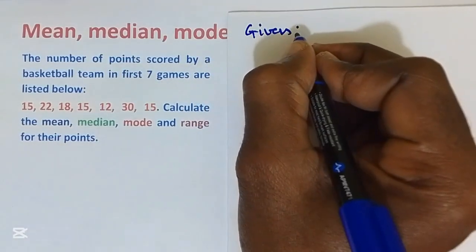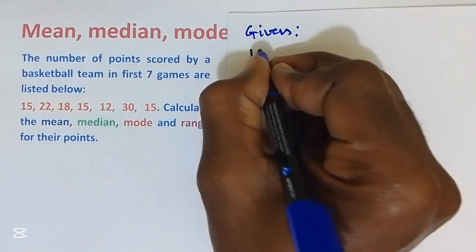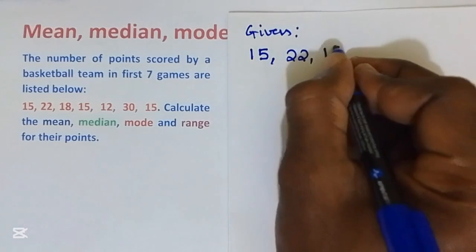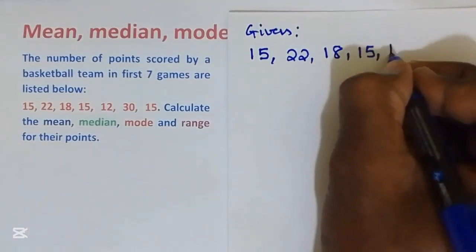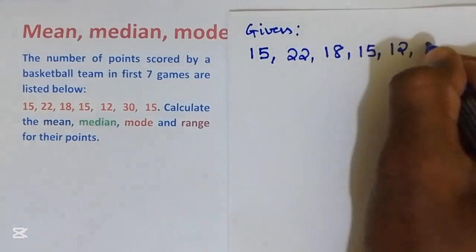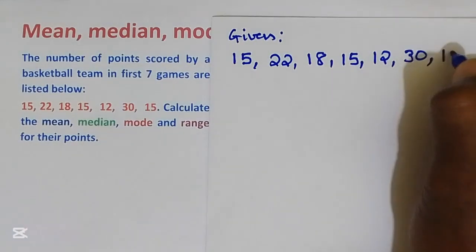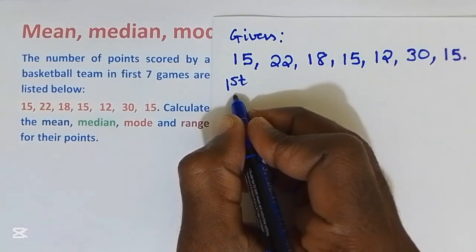Given, the points scored by the team in 7 games are 15, 22, 18, 15, 12, 30, and 15. First, let us arrange these points in ascending order. That means we start from the small to big.